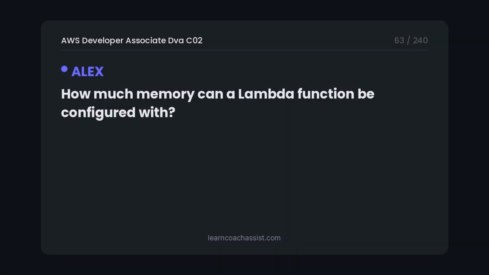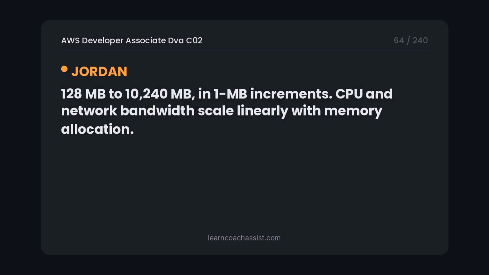How much memory can a Lambda function be configured with? 128 megabytes to 10,240 megabytes, in 1 megabyte increments. CPU and network bandwidth scale linearly with memory allocation.